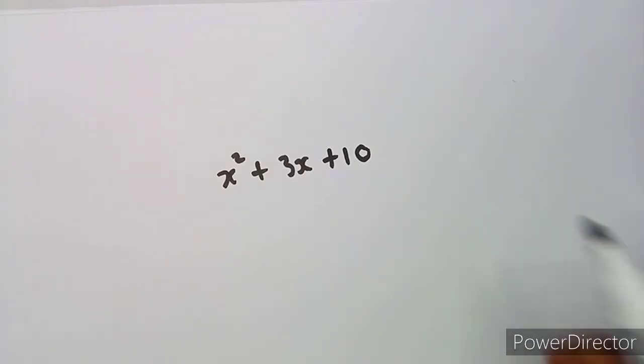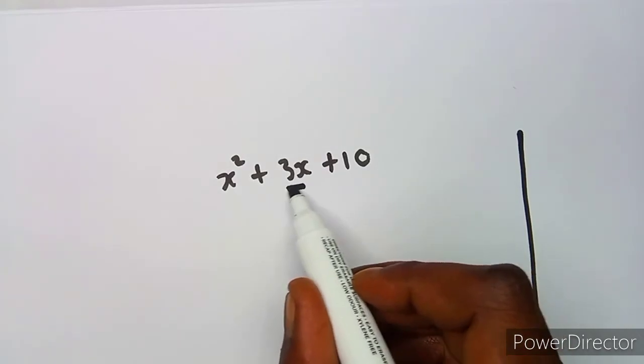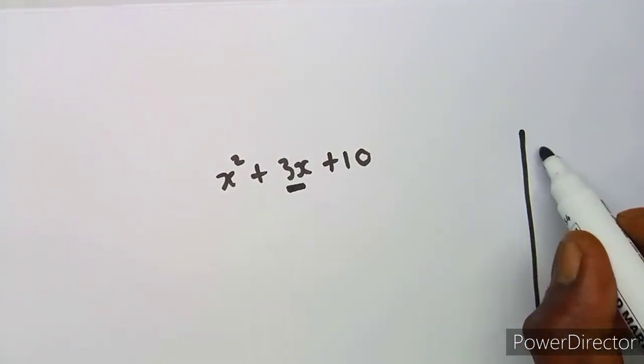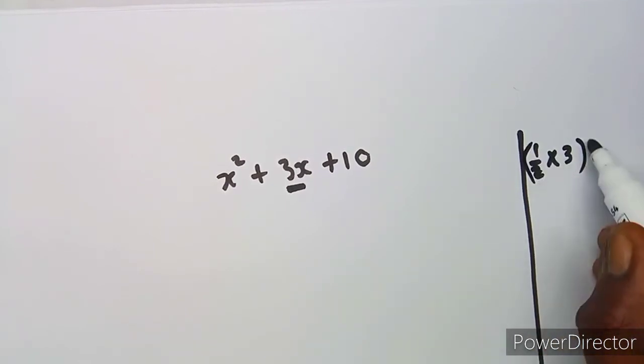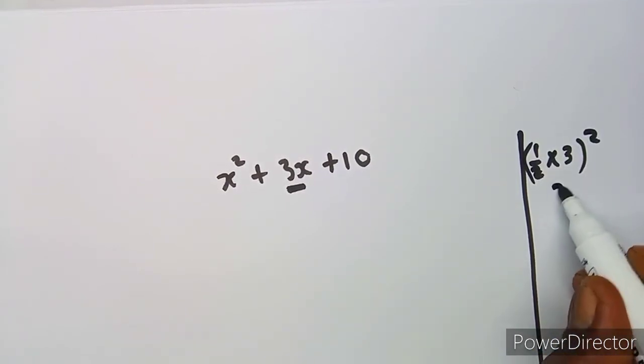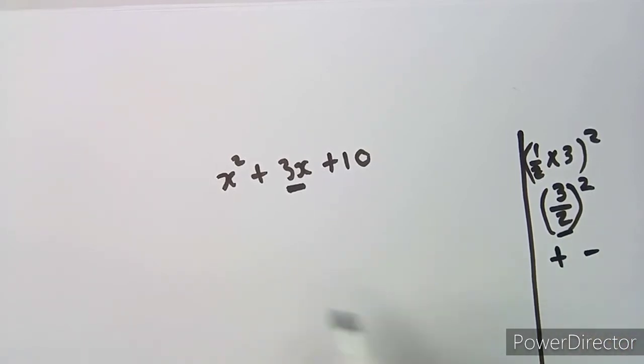All right, so this is it, guys. Like I said, half the coefficient of x, and the coefficient of x is this one, 3x, and it's a plus, so it's half of 3, then you square it. So half of 3 is 3 over 2, then that's squared. So don't simplify. Yes, you can write this as 9 over 4, but just leave it like that. So remember, you have to add, then subtract the square.